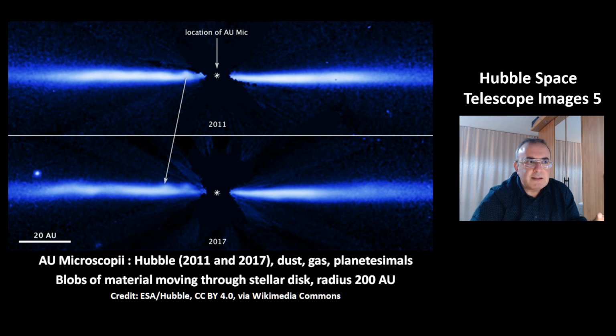And this disk contains dust, gas, and planetesimals. And obviously this material is moving through the stellar disk. The radius of this disk is 200 astronomical units. 1 AU is the Earth-Sun distance, 150 million kilometers.